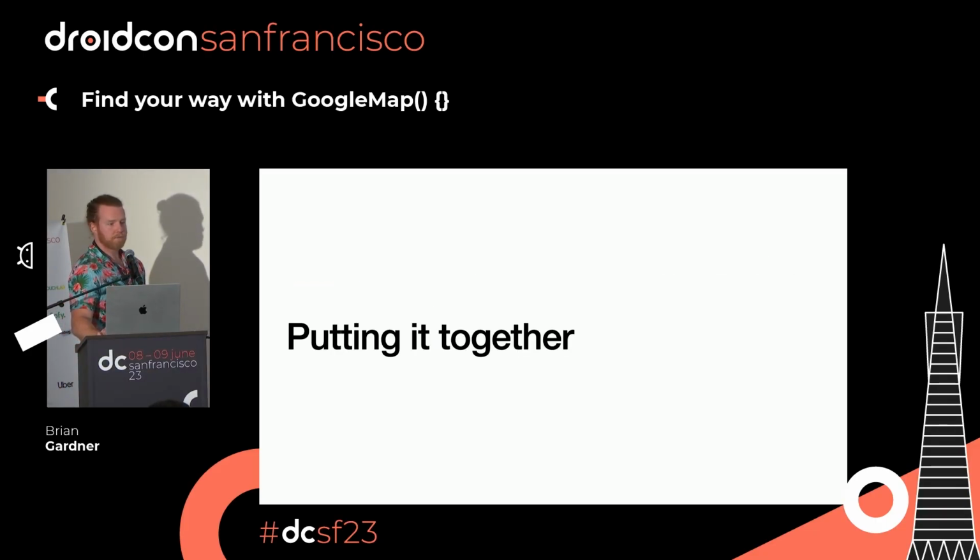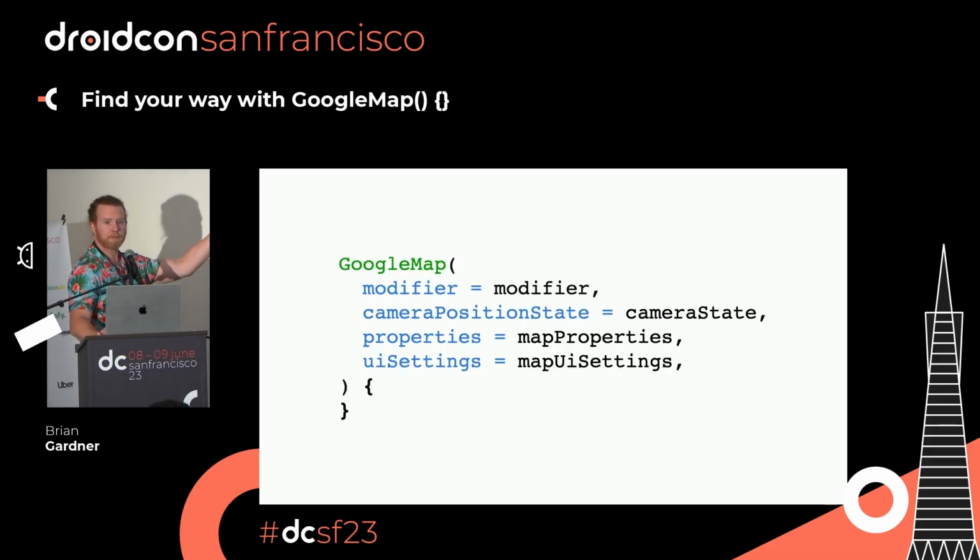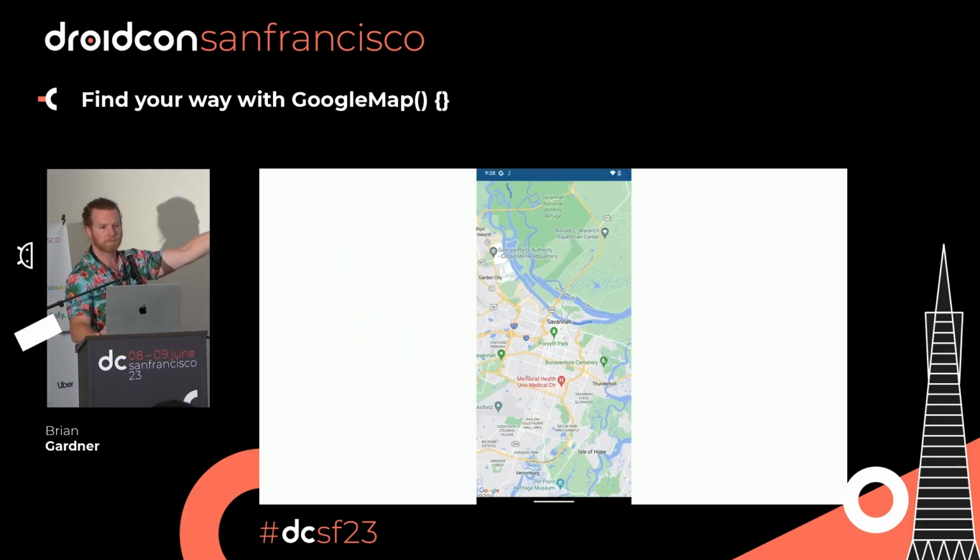Once all that's ready, you throw it into your Google Map composable, give it a modifier, camera state, map properties, map UI settings, run the app, and we got a map. At this point, the user can move it around however your map UI settings are enabled with the scrolls and zooms and everything. And it just kind of works, and it works pretty well.